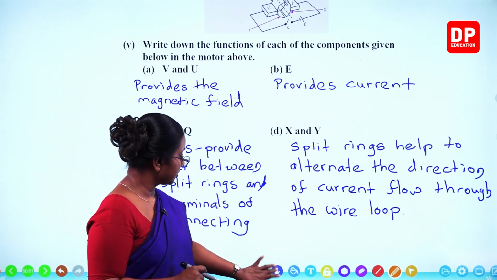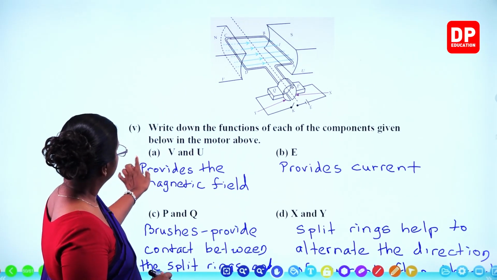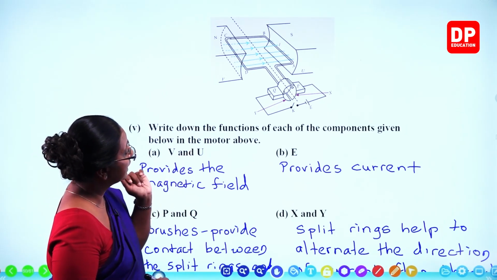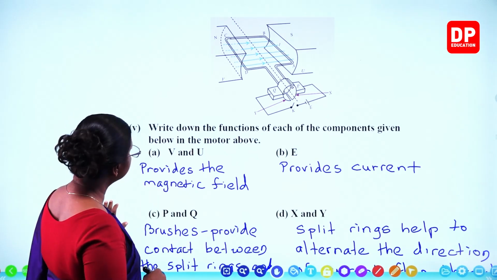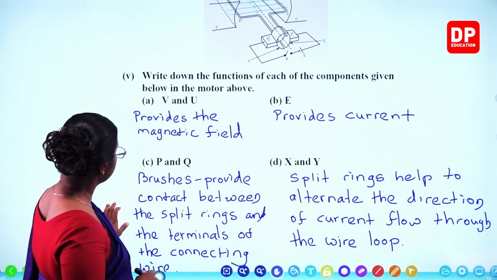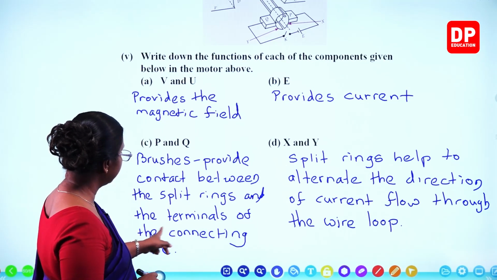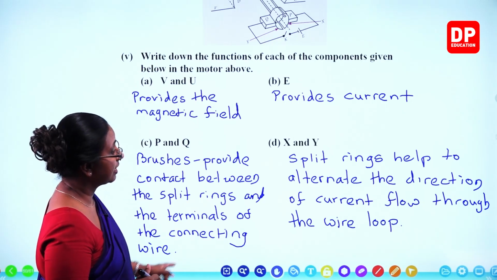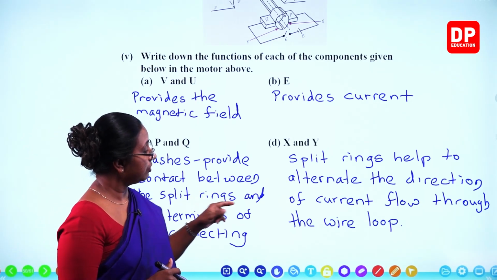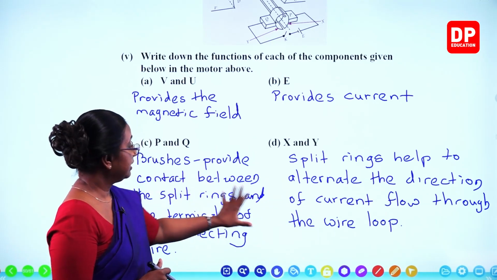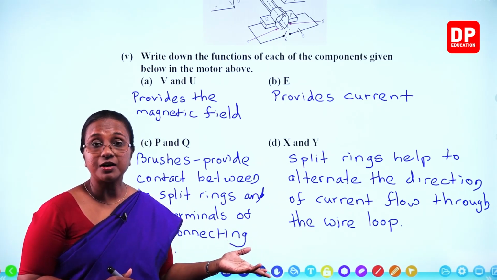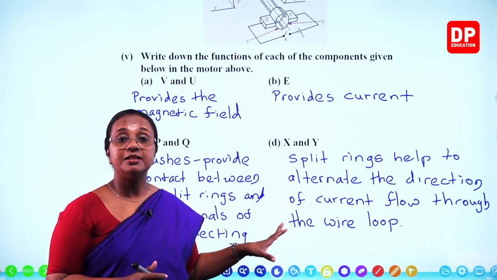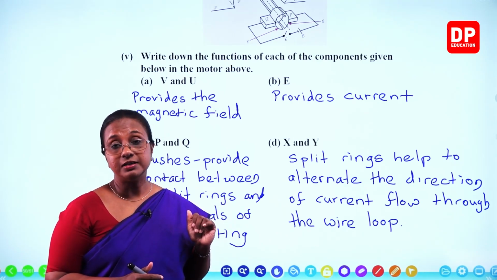Those are the functions. So, here you can see V and U, they are the magnets. They provide the magnetic field, and E is the battery, which provides current. And P and Q, they are the brushes. Brushes provide contact between the split rings and the terminals of the connecting wire. And X and Y, they are the split rings that help to alternate the direction of current flow through the wire loop. So, together it is the commutator. The function of the commutator is also the same. The commutator helps to alternate the direction of current flow through the wire coil.